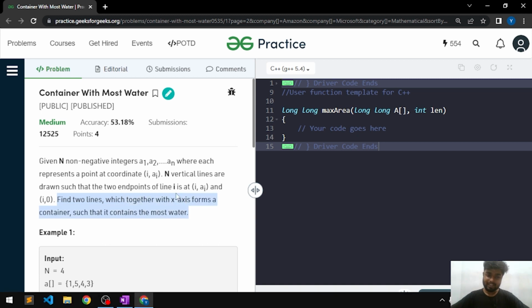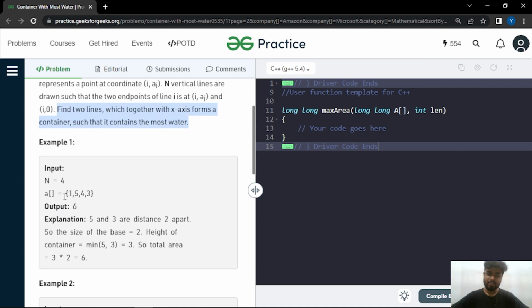So let's quickly discuss the sample test case. Suppose the sample test case is 1, 5, 4 and 3. This indicates that there will be a tower of height 1. Let's say, if I draw it, it will seem something like this. There will be a pillar of height 1.